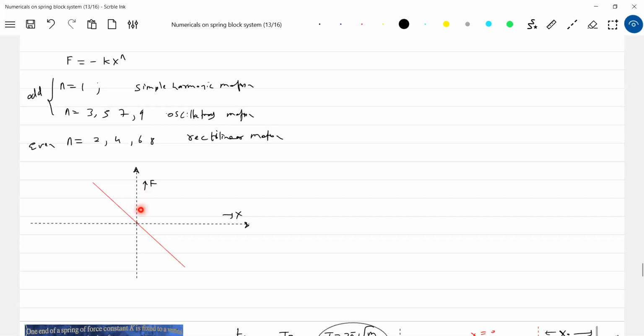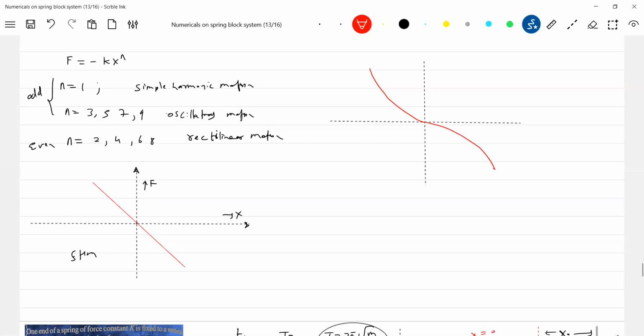So even if F equal to minus k x cube is there, if it is a curve, it will not be SHM. It will be oscillatory. So this is the condition for SHM. Now if the curve is like this, it is not linear. This will be oscillatory but not SHM.